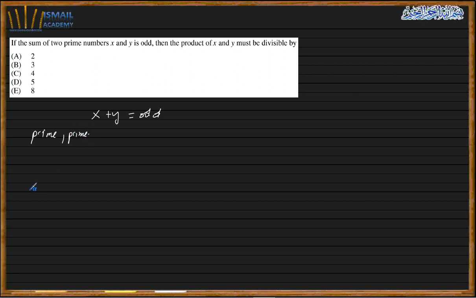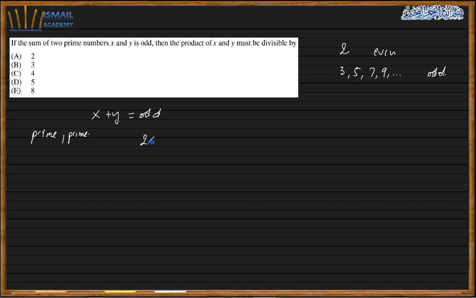So if both of them are prime and the sum is odd, what does it mean? We know that the only even number which is prime is 2, and the rest are 3, 5, 7, 9, and so on. They are odd. So we know that even plus odd is odd, but odd plus odd is even. So therefore, one of them must be 2.